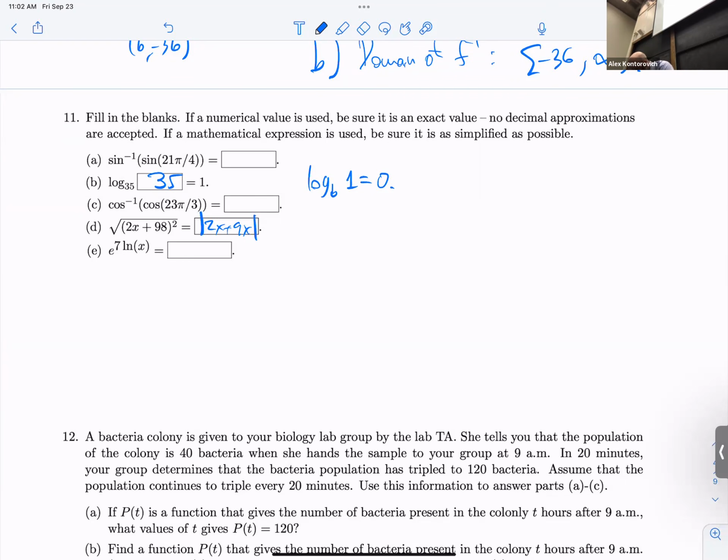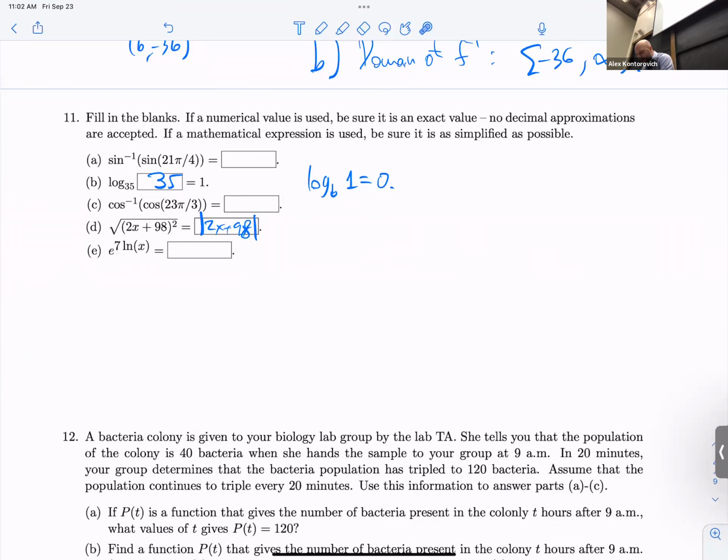Oh, that's a 98, not a 99x. It's asking, fill in the blanks. Simplify it as much as possible. In other words, it's asking you to simplify what this square root of (2x plus 98) squared is.